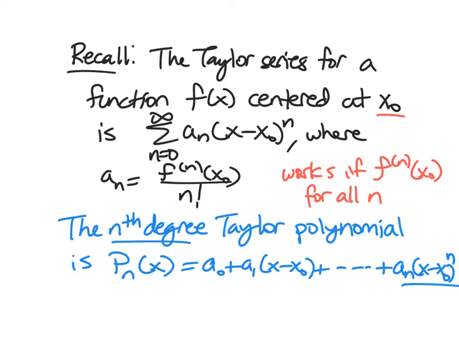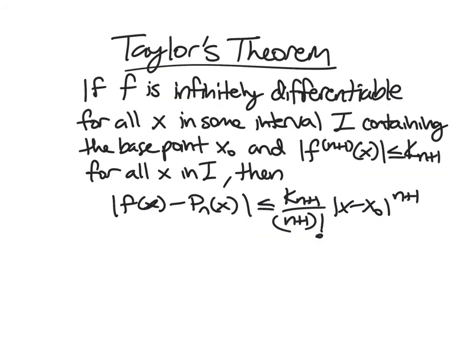So what does the error look like when we cut off at a certain point? This is actually the statement of Taylor's theorem. So this is about the error. If f is infinitely differentiable for all x in some interval I containing the base point, so we just pick any interval, and so long as all the derivatives exist in there, then we can get some upper bound on our error.